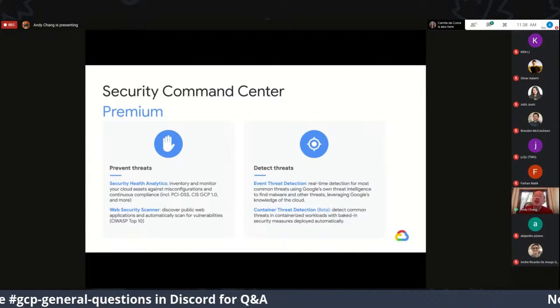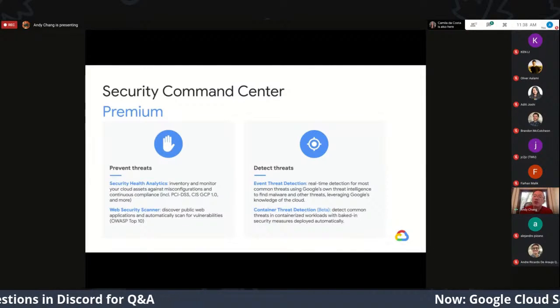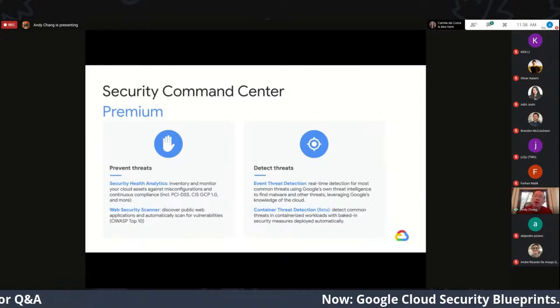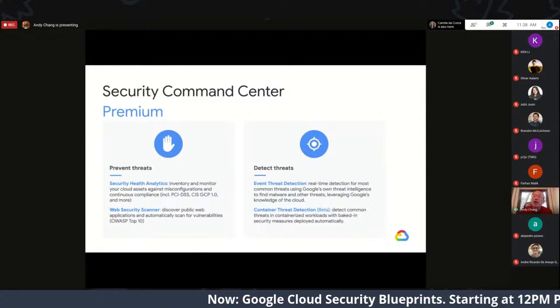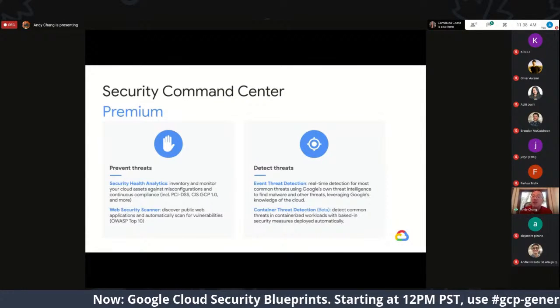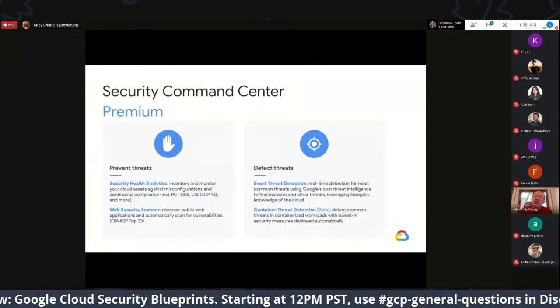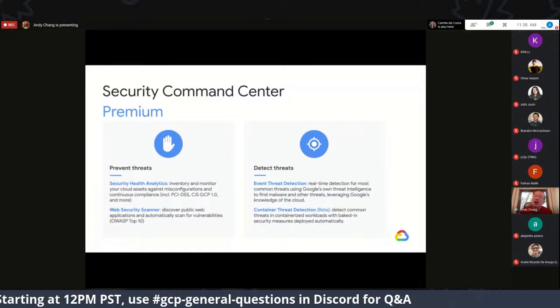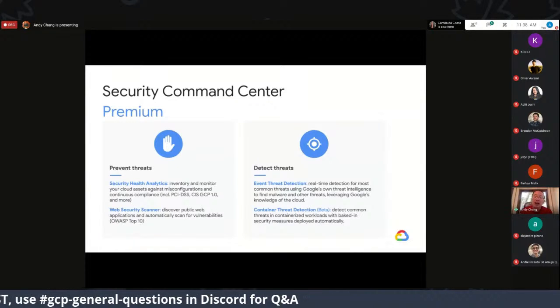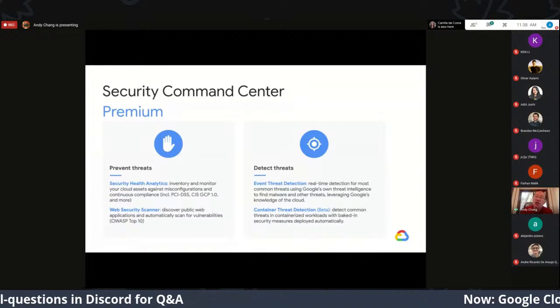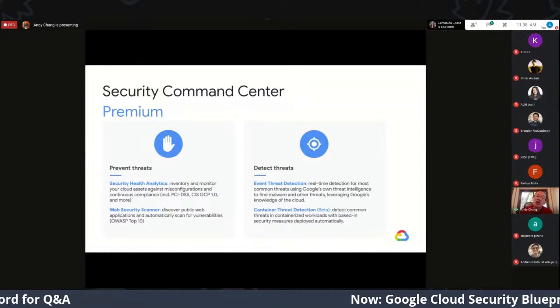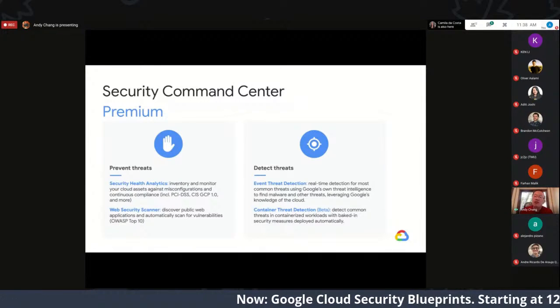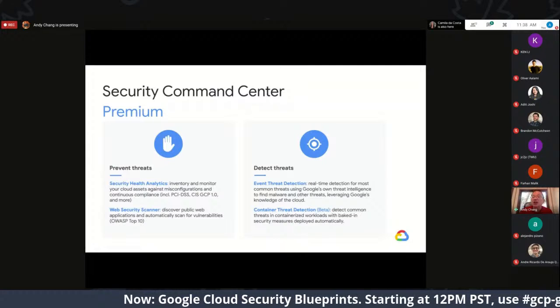And so event threat detection is a service that monitors in real time all the logs, your network logs, your IAM logs, to actually detect behaviors, leveraging the threat intelligence that Google uses to apply and find things like malware, essentially anonymous IAM grants, or potentially brute force SSH attacks, or the exfil of data to known C2 sites.